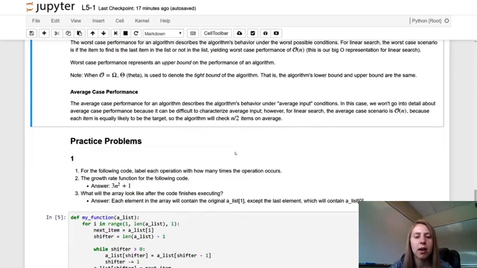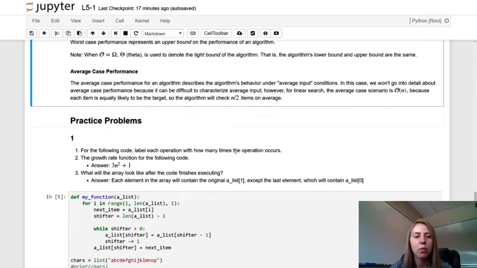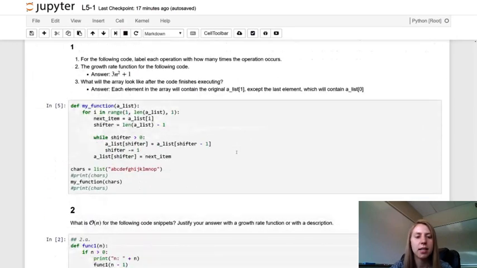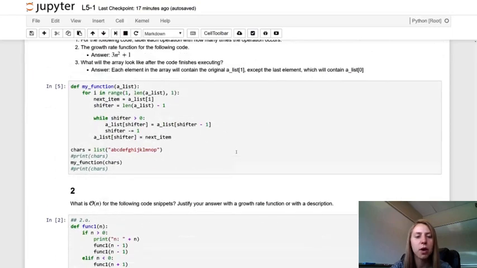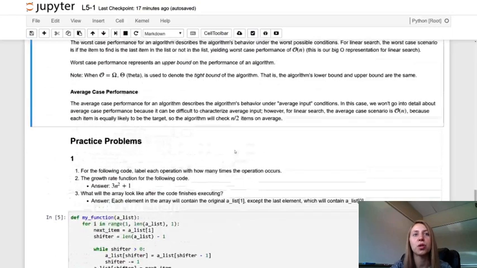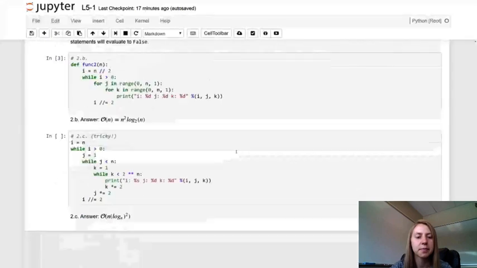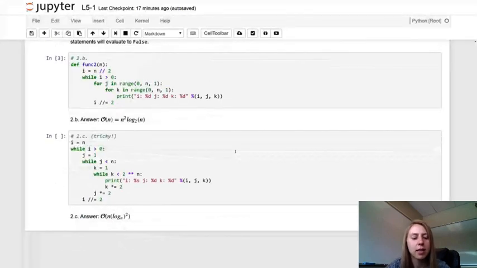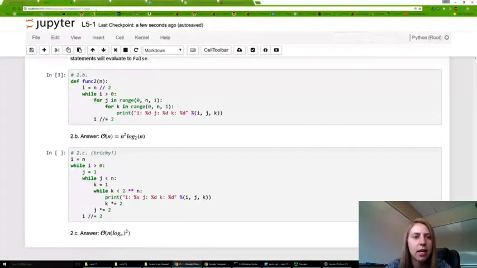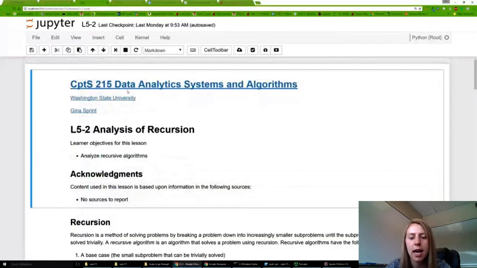So I have some practice problems here that I will not go through because I have listed the answer for each one of them. I encourage you to work through these on your own for extra practice. Now let's move over to the next lesson, L5-2, where we're going to look at recursion.